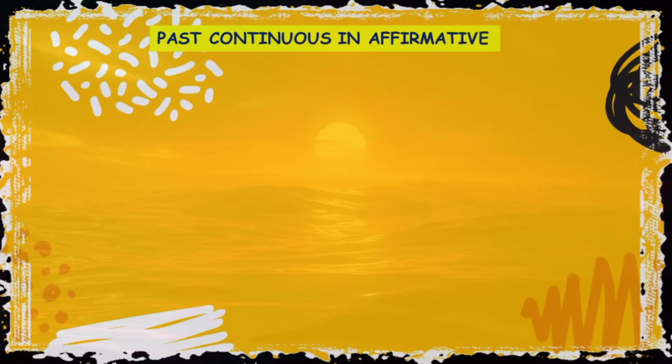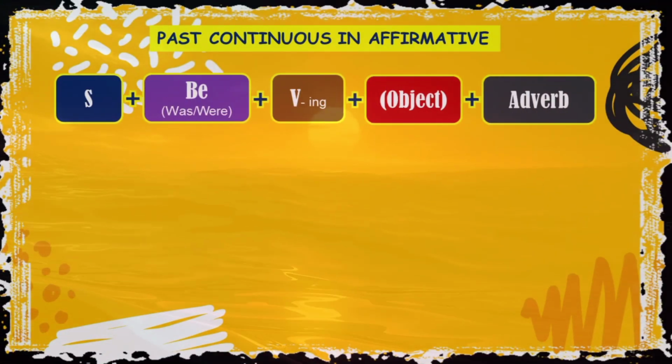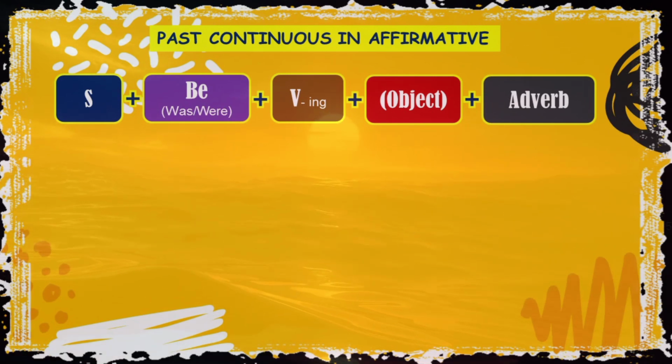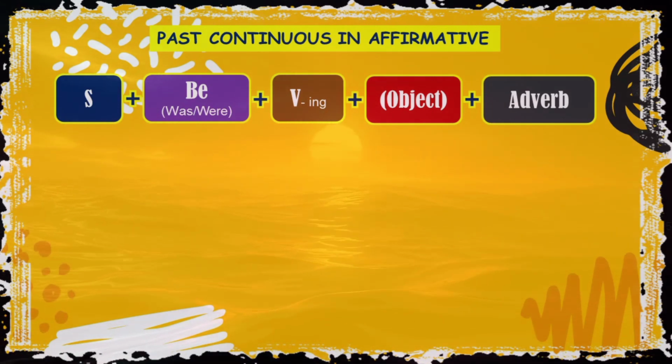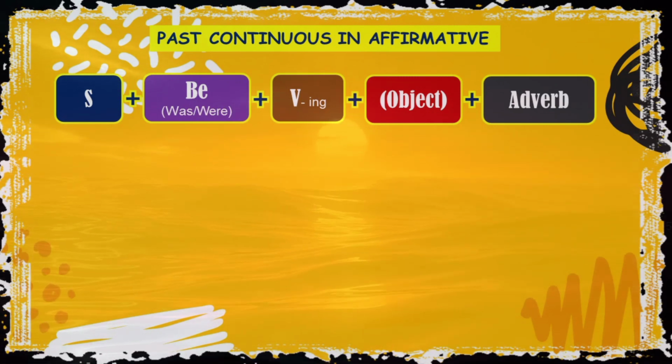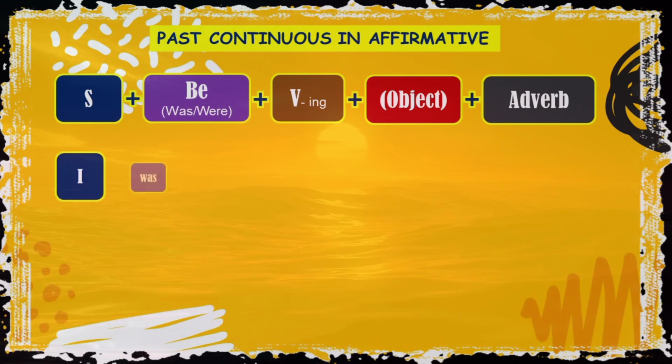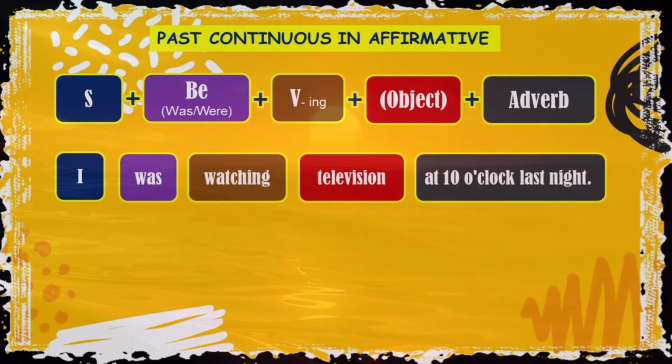Past continuous in affirmative. To make a sentence in past continuous in affirmative, we have to use this pattern of the tense. Subject, be, was or were, verb-ing, object, adverb of time. I was watching television at 10 o'clock last night.